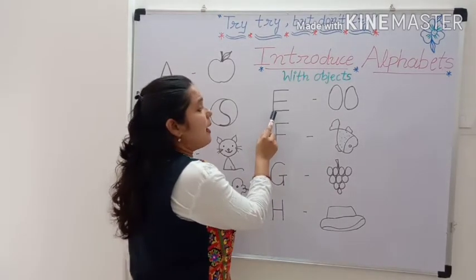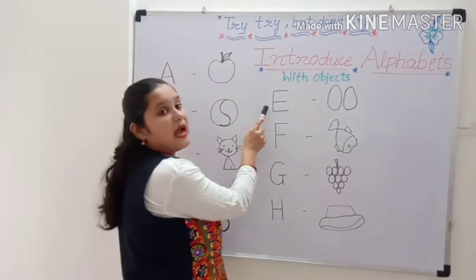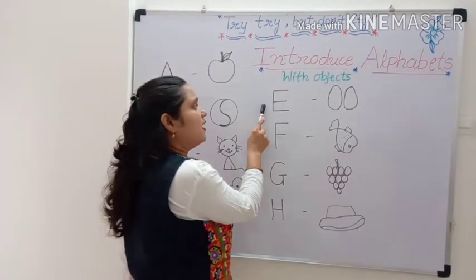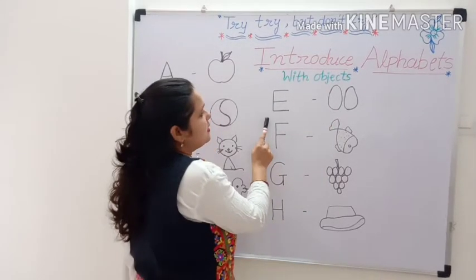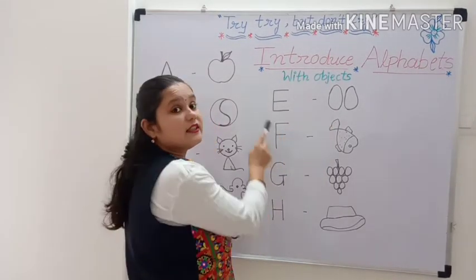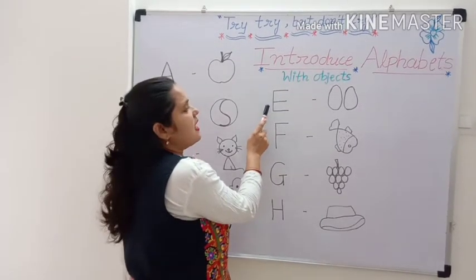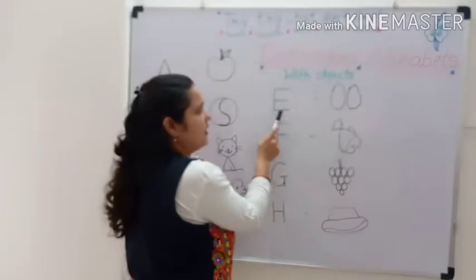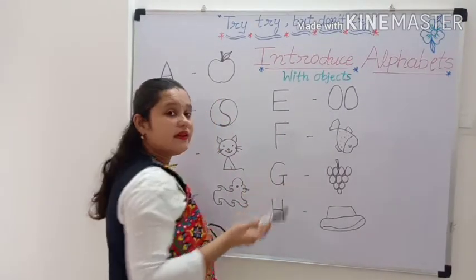This is capital letter E. E is for eggs. This is capital letter E. E is for eggs. Now next.